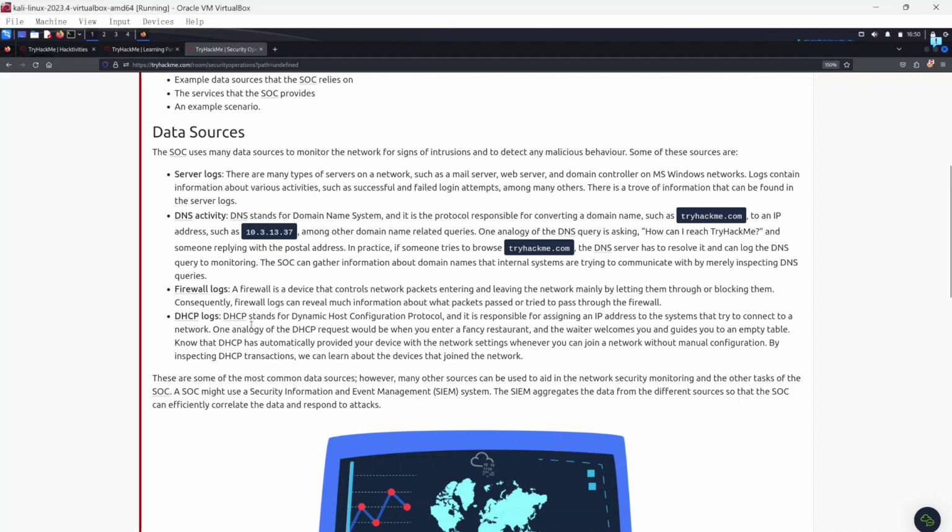DHCP logs. DHCP stands for Dynamic Host Configuration Protocol, and it is responsible for assigning an IP address to the systems that try to connect to a network. Now, one analogy of the DHCP request would be when you enter a fancy restaurant and the waiter welcomes you and guides you to an empty table.